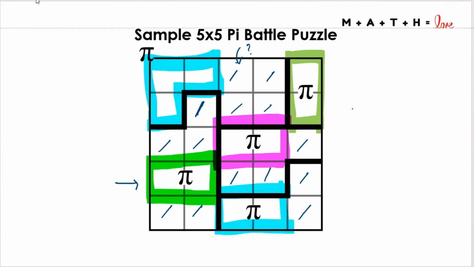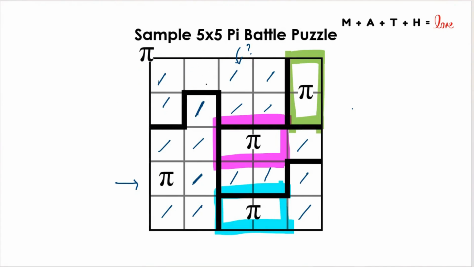So we have found that this pi symbol right here goes here. Let's erase here. Okay, so if this is my pi symbol, the entire rest of that row is canceled. The entire rest of this column is canceled.